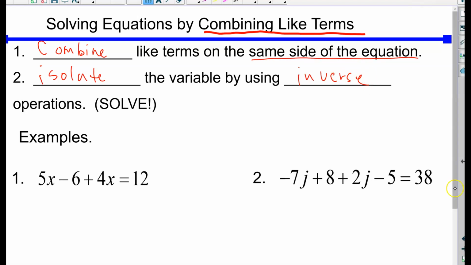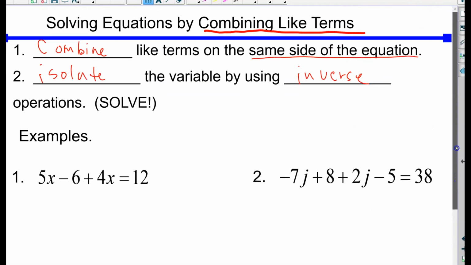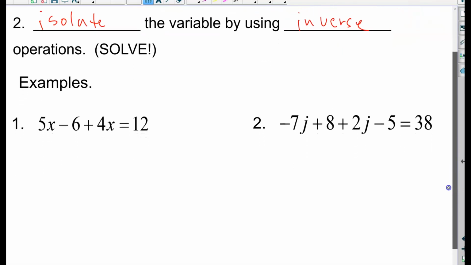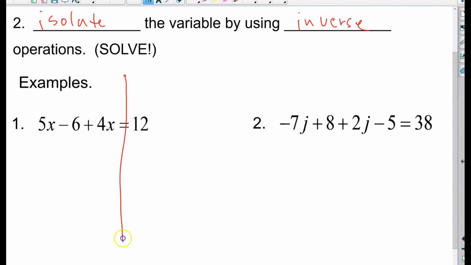So we have some examples here that we're going to take a look at. These first two, when we think about this, make sure that you are thinking about those things, right? We want to combine the terms that are like on the same side of the equal sign, the same side of the equation, and then we're going to isolate the variable by using inverse operations and solve. All right, so I'm going to draw a line down the middle, remember, of my equation. We talked a little bit about this yesterday.